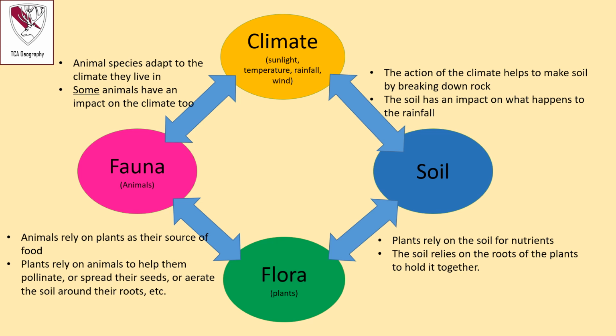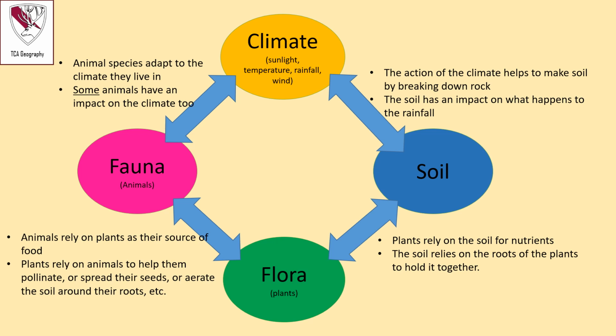Now, between fauna and climate. Well, animal species adapt to the climate they live in. Let's think. Polar bears, for instance, are specially adapted to living in a cold, icy, snowy environment. However, an individual animal is also affected by the climate. So the whole species of polar bears are adapted to living in a polar environment, but an individual polar bear might find itself having a particularly warm day or a particularly cold day.